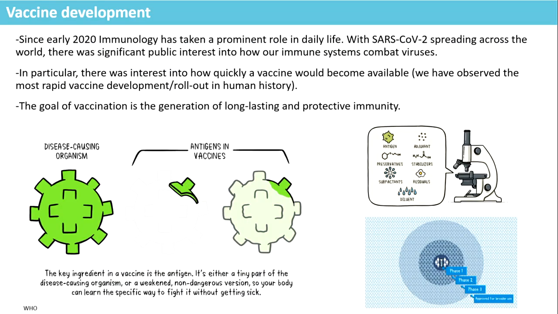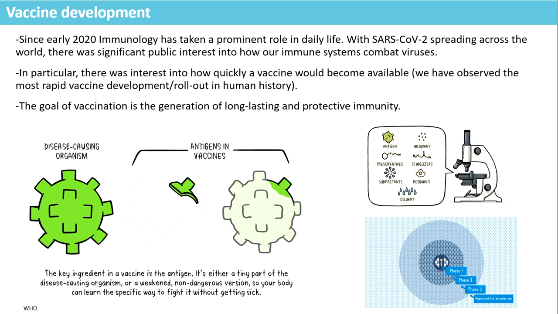Okay, so let's have a look at vaccine development. I'm sure you probably appreciate that since the beginning of the pandemic in early 2020, virology and immunology took a prominent role in daily life, and there was significant public interest in how our immune systems could battle a virus. And also there was great expectation and anticipation about how quickly we could create a vaccine and how quickly that would become available. And we actually saw the most rapid rollout of a vaccine in human history, as well as some very good technological developments with that.